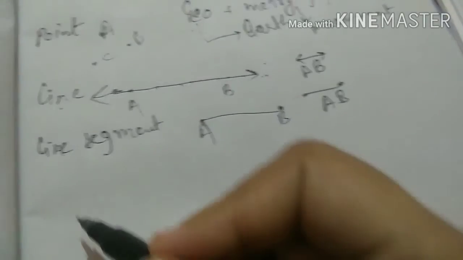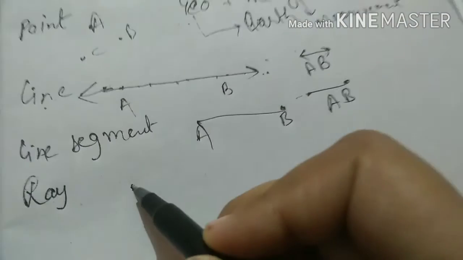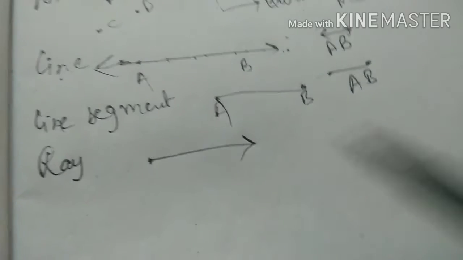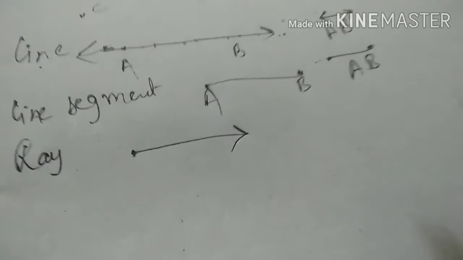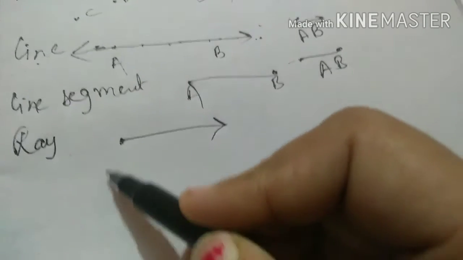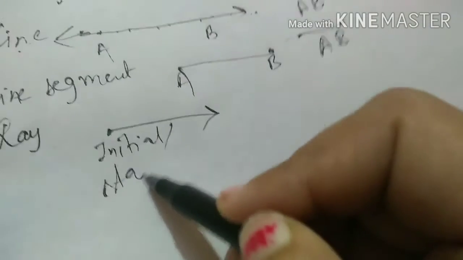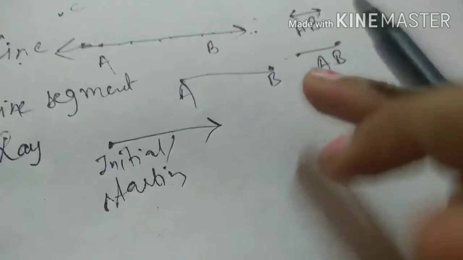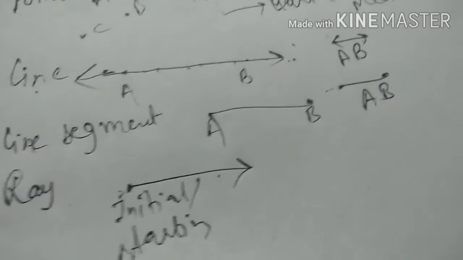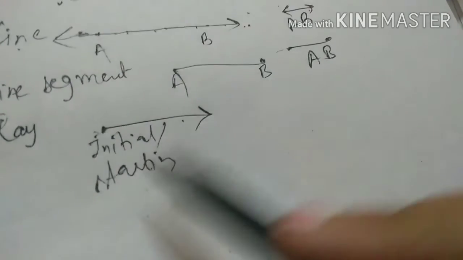After that we have the ray. A ray has only one endpoint, that is the starting point, and it goes infinitely in one direction. A ray can be extended only in one direction. This is the fixed point of the ray, known as the initial point. Initial means starting point. And this is the arrow. This arrow shows it can be extended in this direction only. It can't be extended in this direction. Why? Because it's fixed there, so it can't be extended to the left side.